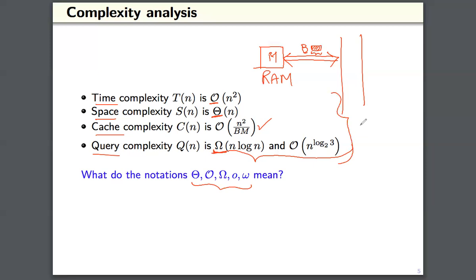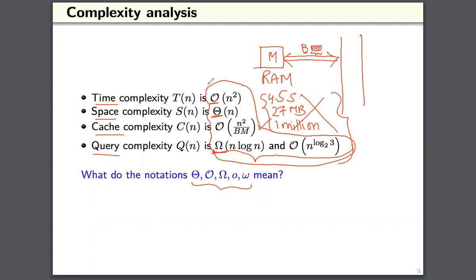Or analysis of algorithms. See, here we are not saying this takes 4.5 seconds. We are not saying space consumption is 27 MB of RAM. No, it's not like that. Okay, for cache complexity, we are not saying that it is 1 million page faults. No, all these numbers are useless, because if you go to another machine, all these numbers change, right? Hence, we are using a mathematical framework to analyze performance. Okay, so that is asymptotic analysis.